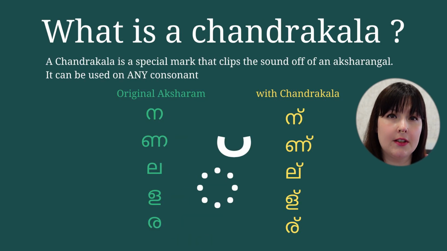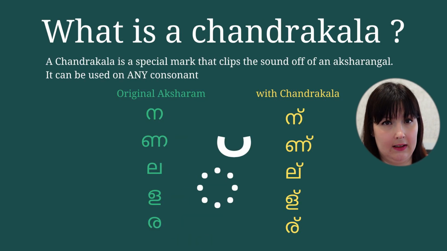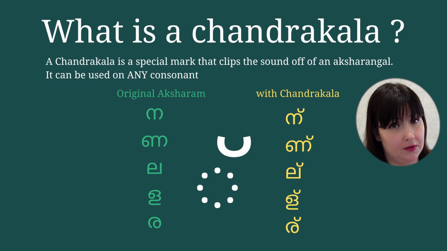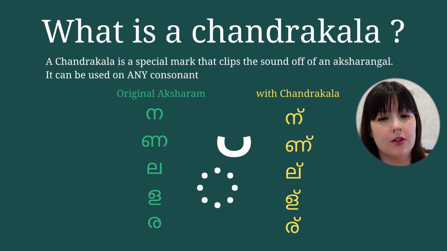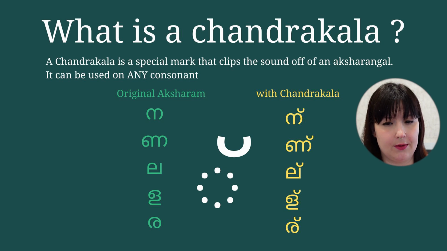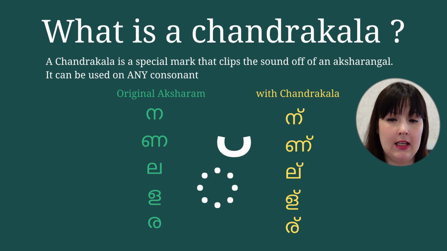So what's a Chandrakala? A Chandrakala also affects an aksharangal, but instead of completely removing the sound, there's what we call a schwa, a clipped sound. So again, we have na, ra, la, ra, ra. Here it becomes n, n, l, r, r. So again, before we had a final consonant stop, here we have a slight schwa at the end.